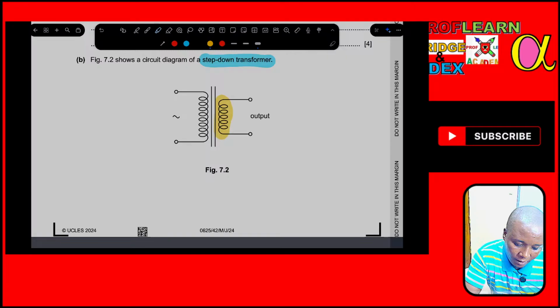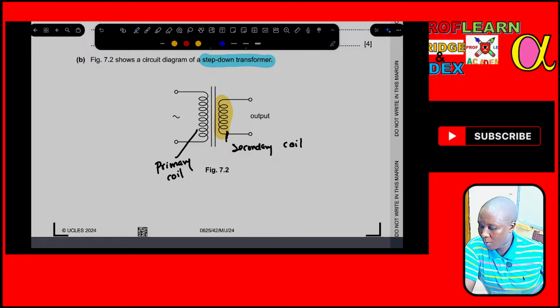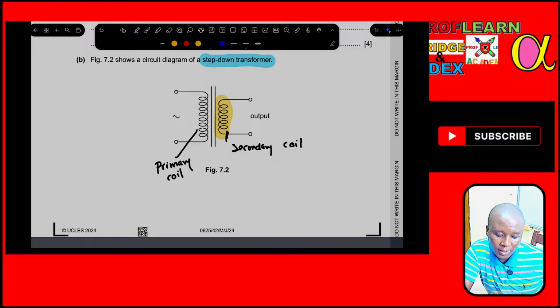And you can see here, this is called the secondary coil, and this one here is called the primary coil. So if you want to identify whether a transformer is step up, just look at the number of coils in the secondary and compare. Are they more? If there are more coils in the secondary, then it means this is a step up. If there are fewer coils in the secondary than the primary, it's a step-down transformer.